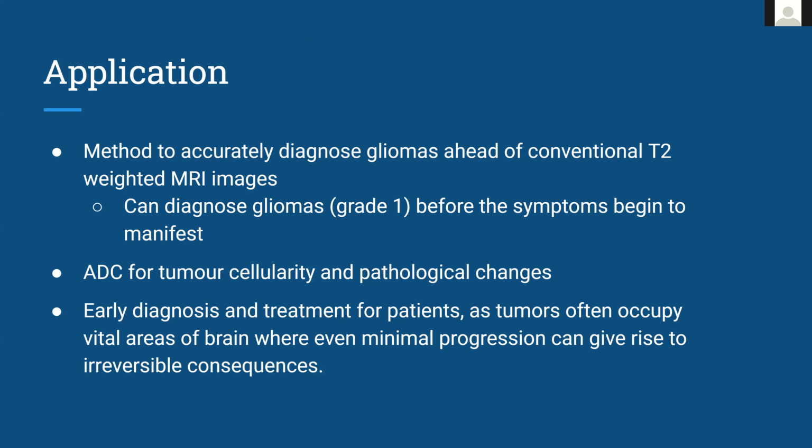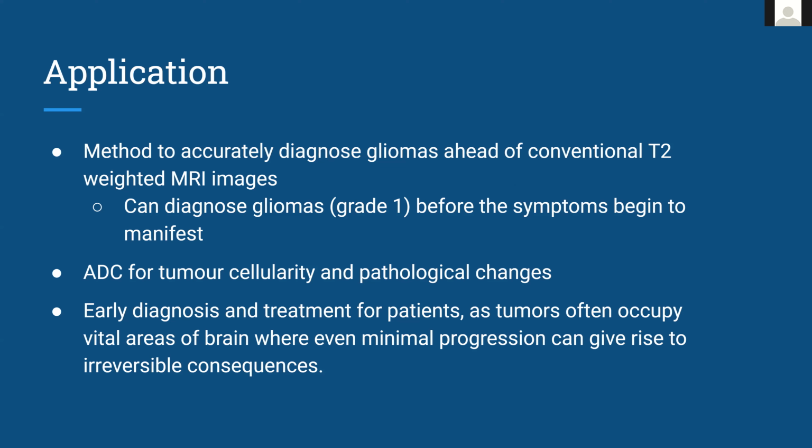So what we propose could be an application of DWI and ADC is not just using DWI and ADC for grading tumors, but also to diagnose them in their earlier stages, because it gives you the changes in pathology way ahead of the conventional T1 and T2 weighted images. So since ADC will give you the diffusion coefficients of the tumor in its various spatial orientations, we can use it to quantify the pathological changes in the brain as well as tumor cellularity.